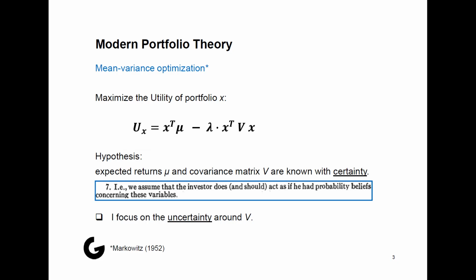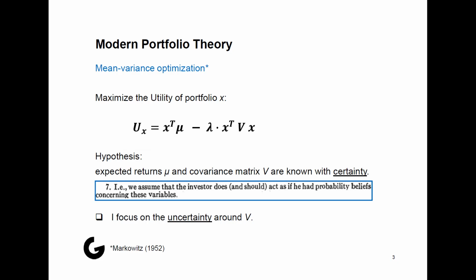And there is a hypothesis underlying this model or this objective function, which is actually not made explicit in textbooks, which is that the expected returns and the risk parameters are considered known with certainty. Just to get the text of Harry Markowitz himself back on the screen, it is actually more subtle than that. He said, we assume that investor does and should act as if he had probability beliefs concerning these variables. That's a lot more subtle than we have made out of it since, that we just take them for certain. So that is my focus, and I'm going to focus on the uncertainty around the risk parameters.